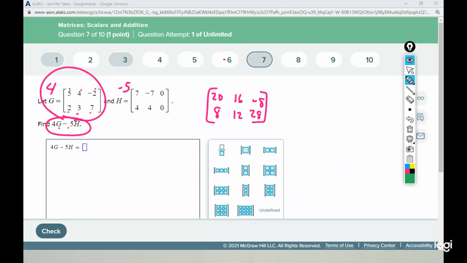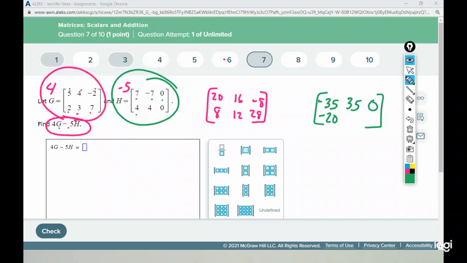Let's do -5 times H. All right, so here is -5 times H. -5 times 7 is -35. -5 times -7. Negative 5 times 0 is 0. Negative 5 times 4. Negative again, negative 2. And times 0 is 0.